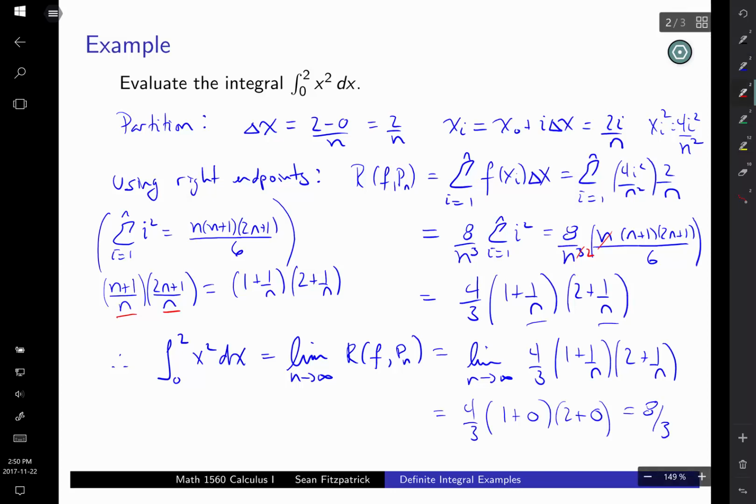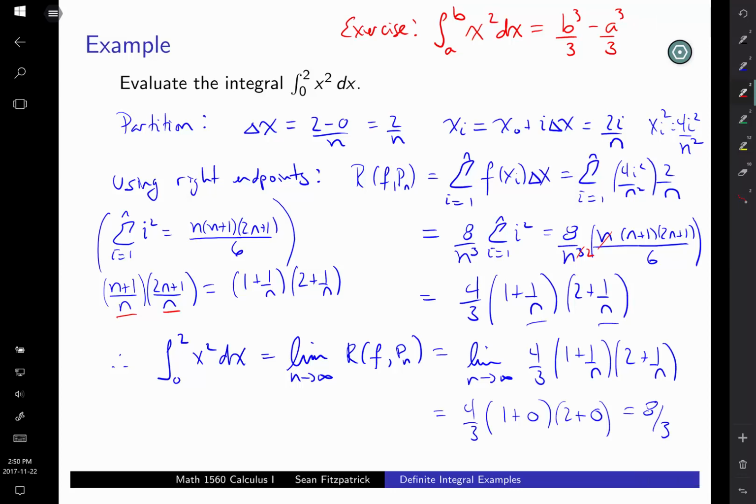Here's an exercise for you to try. Try to do this in a little bit more general way. Try to show that the integral from a to b, so don't say what a and b happen to be, but try to show that the integral in general from a to b of x squared dx ends up being b cubed over 3 minus a cubed over 3.